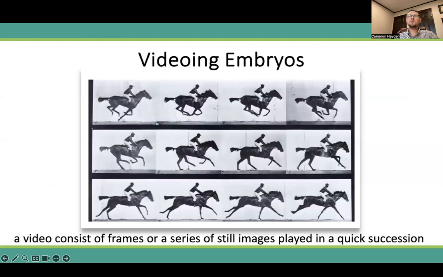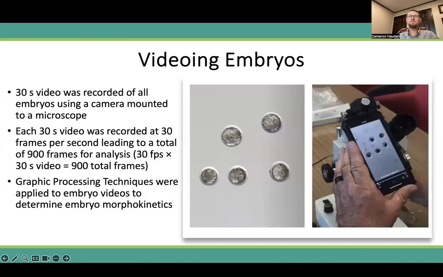As we continue with the materials and methods, it's important to remember that a video is just multiple still images that, when stacked on top of each other and played in quick succession, create visual movement, just like this series of images depicting a horse running. That leads into the embryo video details for the study, where a 30-second video was recorded of all embryos. Each 30-second video was recorded at 30 frames per second, leading to a total of 900 frames for analysis, which were then applied GIP techniques to determine embryo morphokinetics.